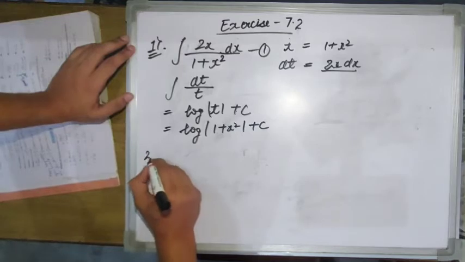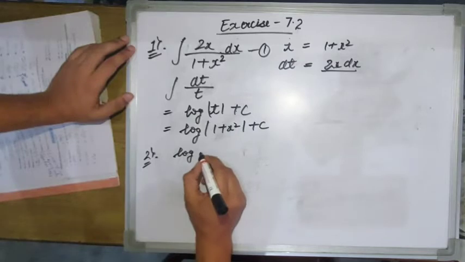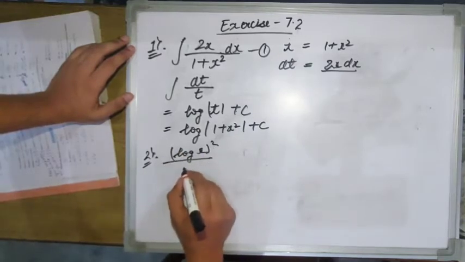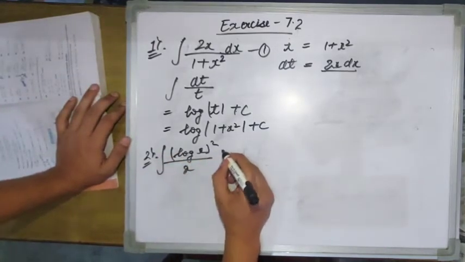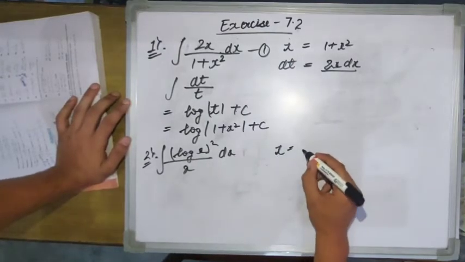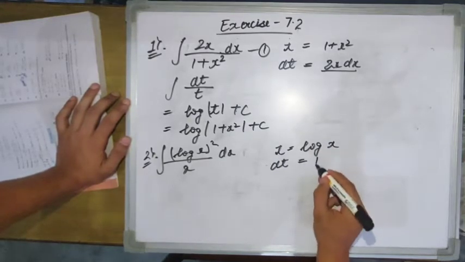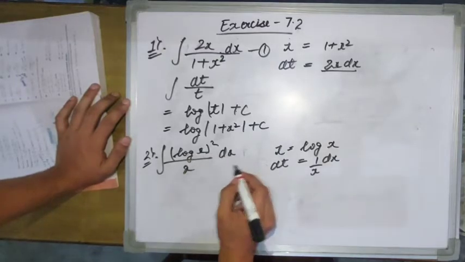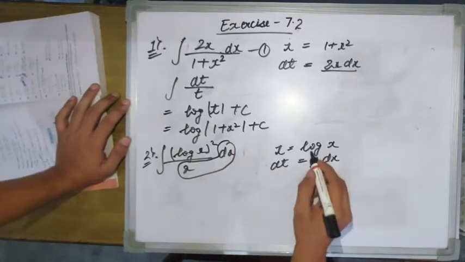The second question is log x whole square upon x. We need to find its integration. Taking t equals log x, we have dt equals 1 upon x dx. 1 upon x dx is this, so I'm going to write this as dt and log x as t.